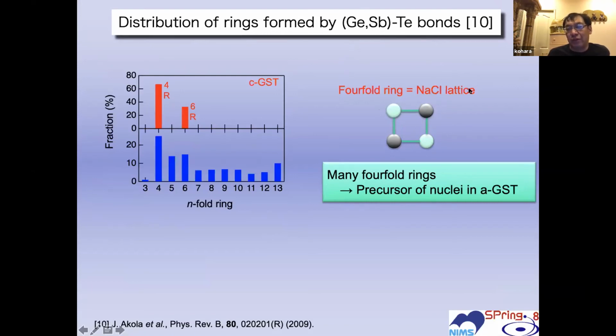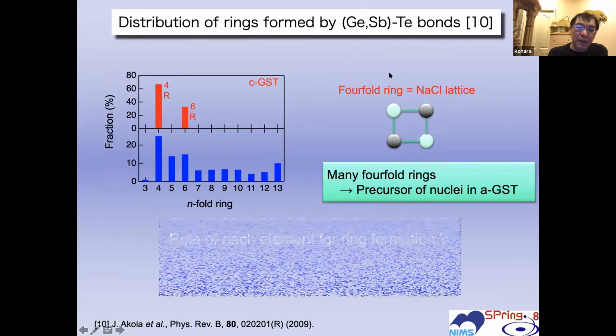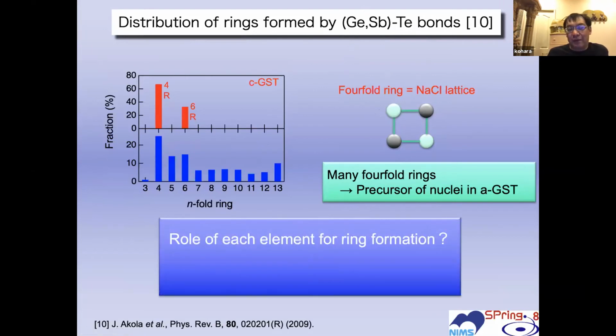Sodium rock salt lattice. But we have a new question. Now we cannot distinguish antimony and tellurium in X-ray diffraction data because the atomic number difference is very small, only 1. So we cannot distinguish them by the normal X-ray diffraction technique. However, we want to know the role of each element for ring formation.